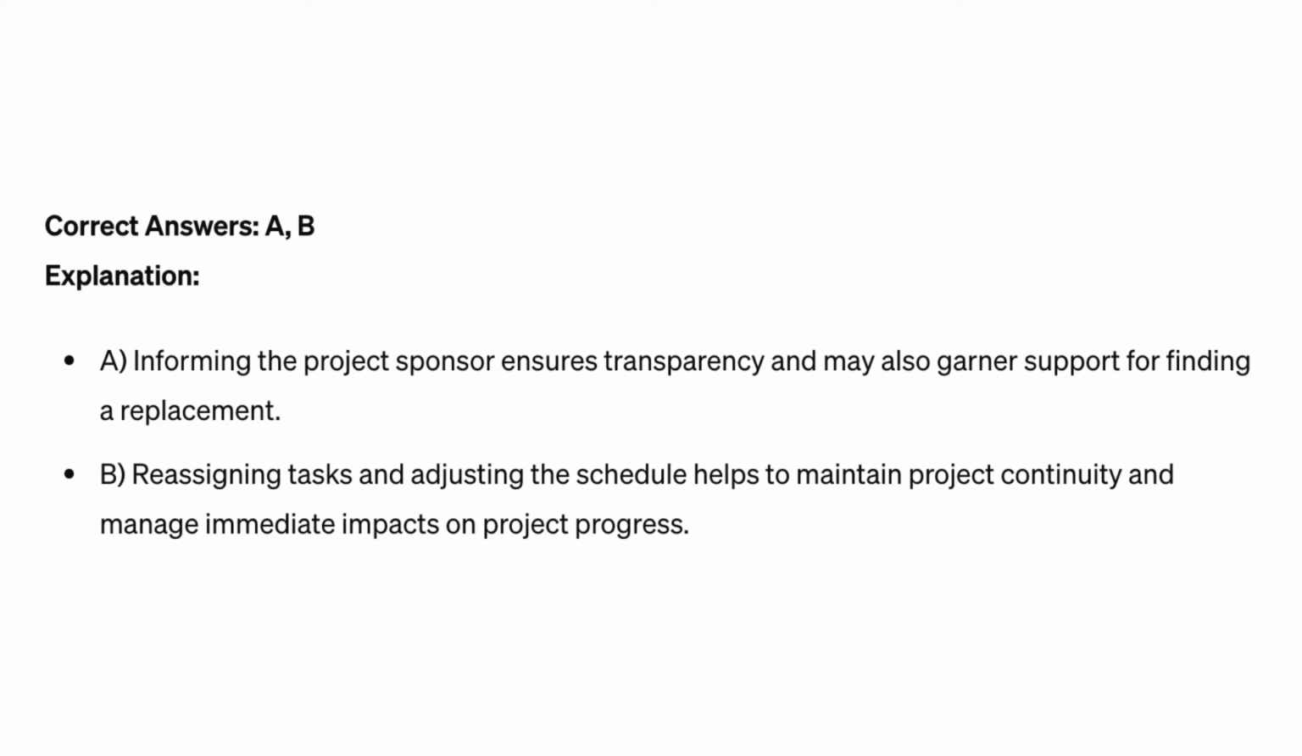Correct answers A, B. Explanation. Informing the project sponsor ensures transparency and may also garner support for finding a replacement. Reassigning tasks and adjusting the schedule helps to maintain project continuity and manage immediate impacts on project progress.